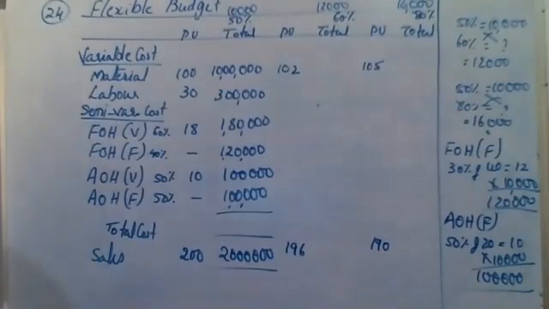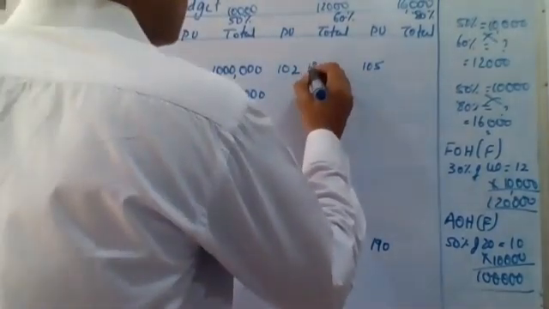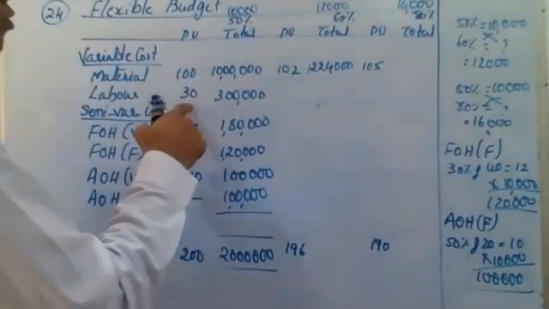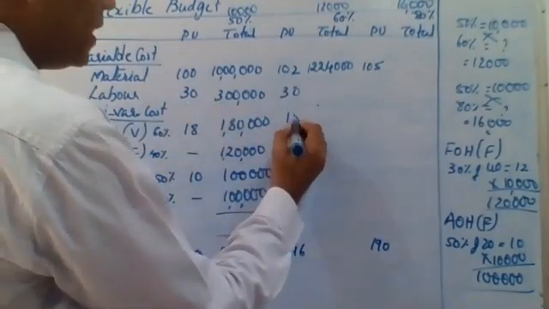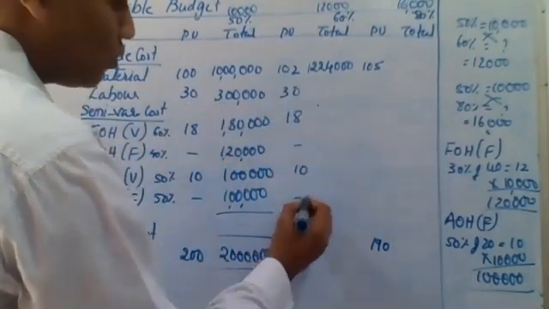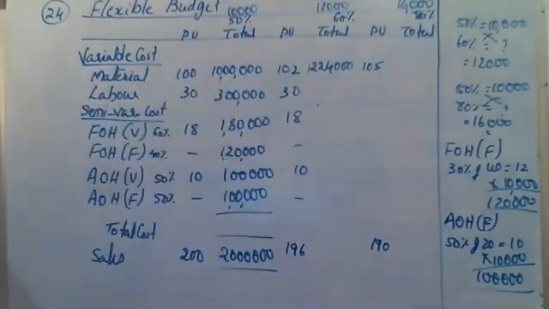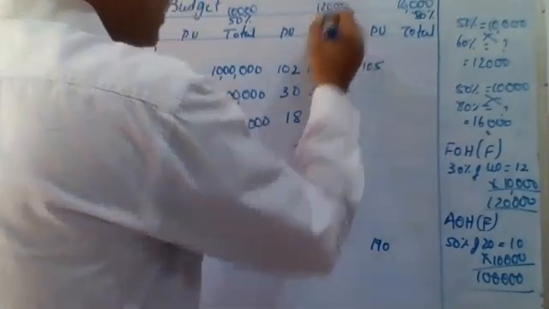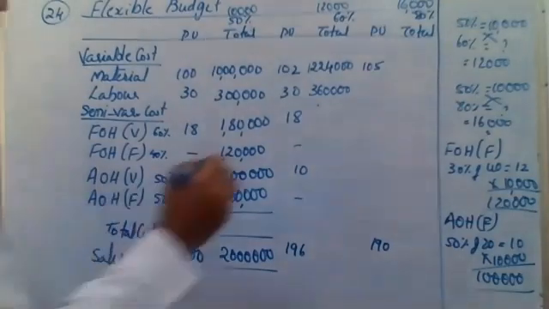So to multiply with 60%, 12,000 into 102, it comes to 12 lakh 24,000. 12,000 into, because there is no change here, I can just copy 30 here, 18 here, and 10 here. Don't copy the fixed cost. So 12,000 into 102, 12,000 into 30, that is 3,60,000. 12,000 into 18, that comes to 2,16,000.